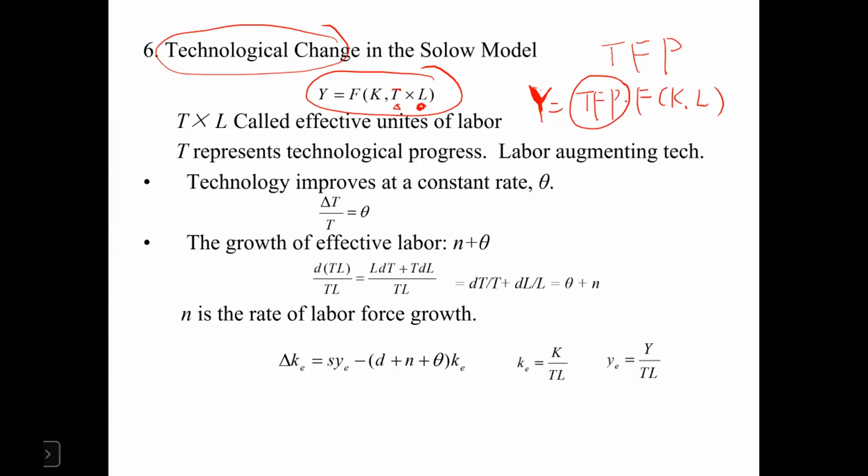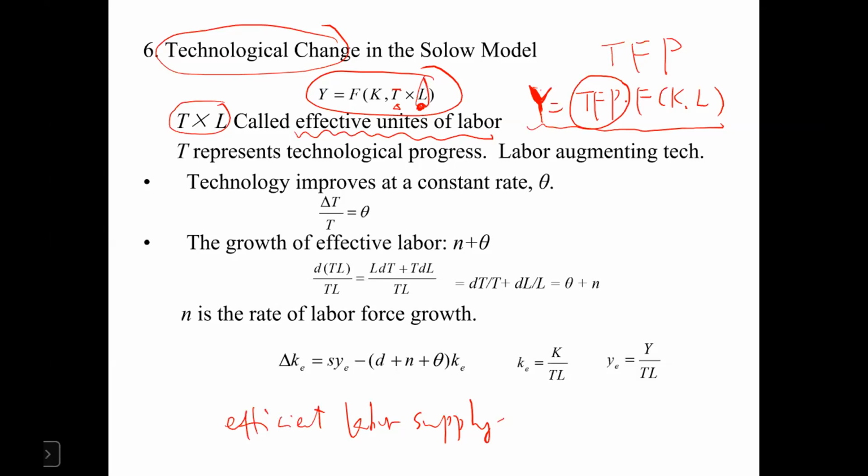But remember, we have constant returns to scale. So this is going to be equivalent to writing like here, right? Nevertheless, T times L, we call this effective units of labor, or sometimes efficient labor supply. The same thing. Essentially, we just augment the labor with the level of TFP the economy has. Right. So now, how would that change the discussion we have?